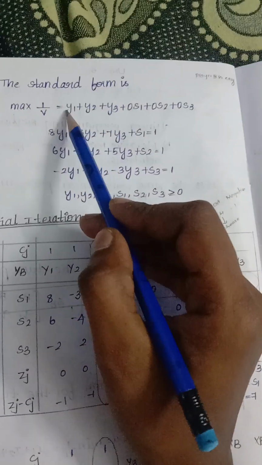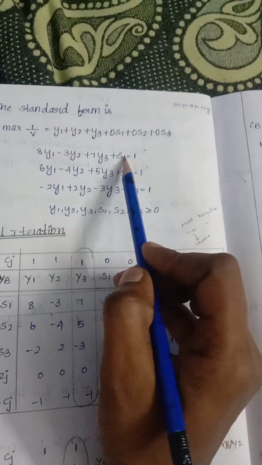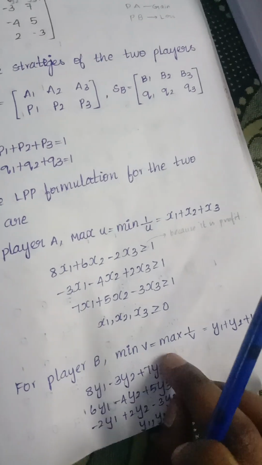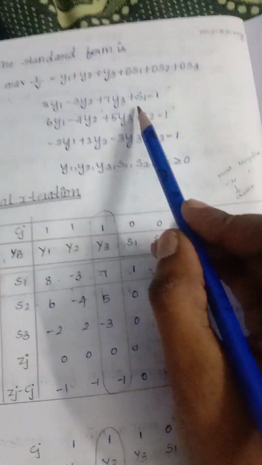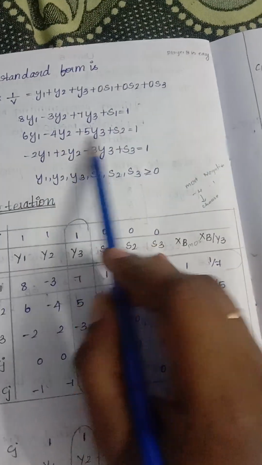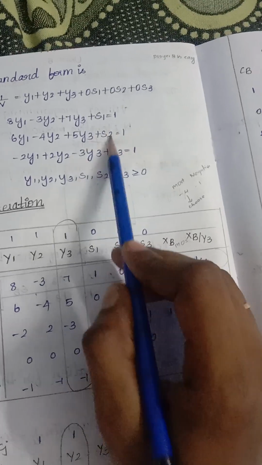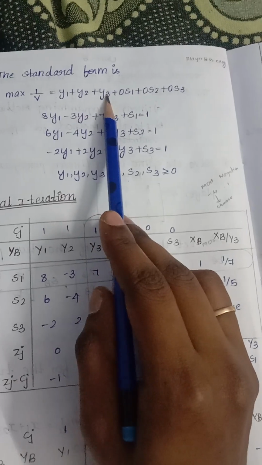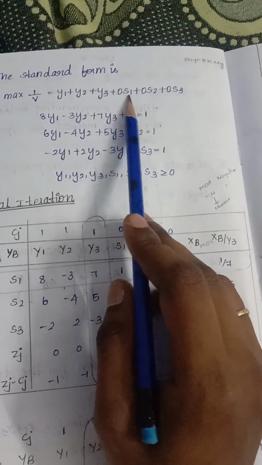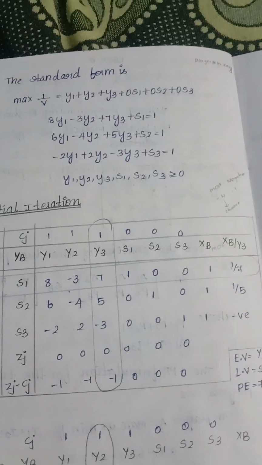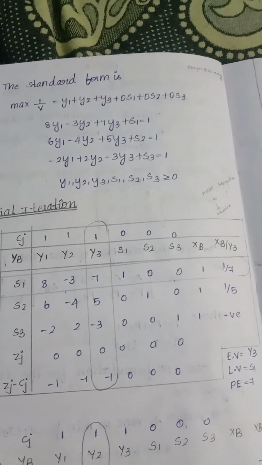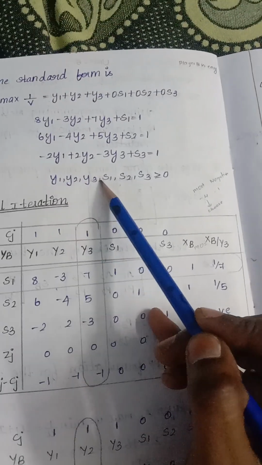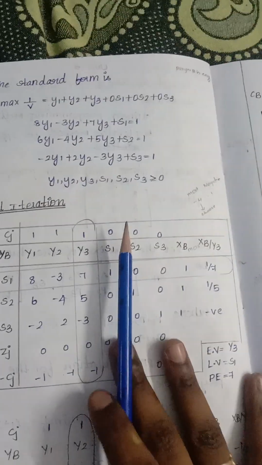We first replace each inequality constraint with an equality constraint. So in the first constraint we add s1 equal to 1. Likewise the second constraint plus s2 equal to 1, and the third plus s3 equal to 1. Our standard form objective is y1 plus y2 plus y3, plus 0 s1 plus 0 s2 plus 0 s3. And here y1, y2, y3, s1, s2, s3 are greater than or equal to 0.